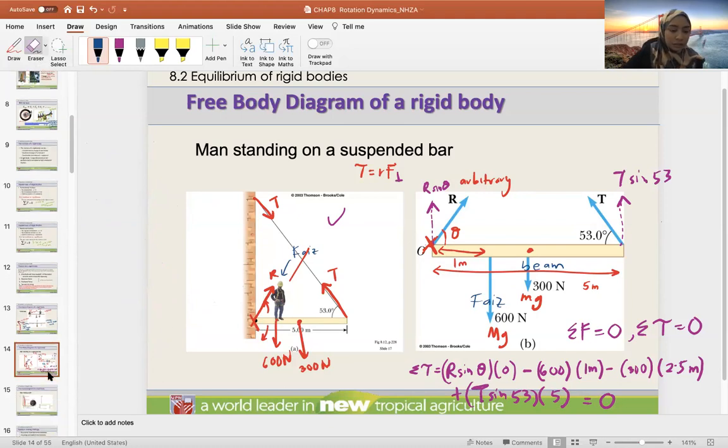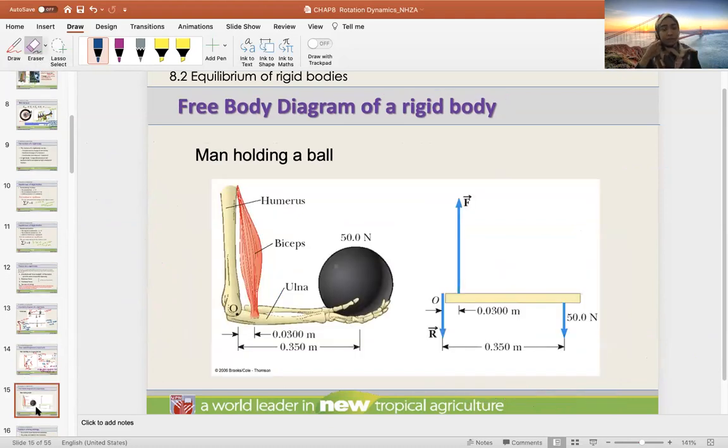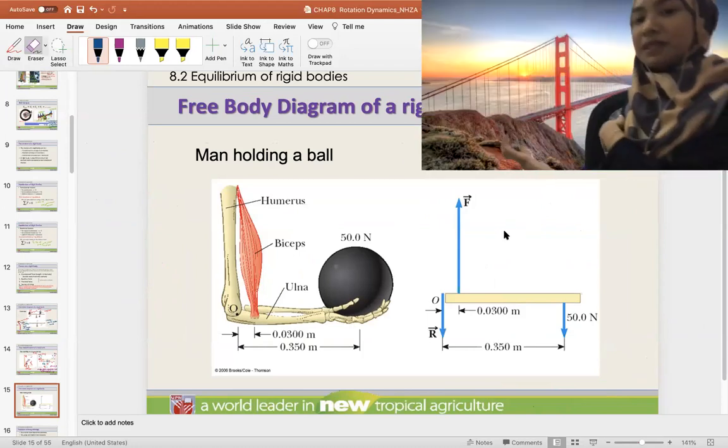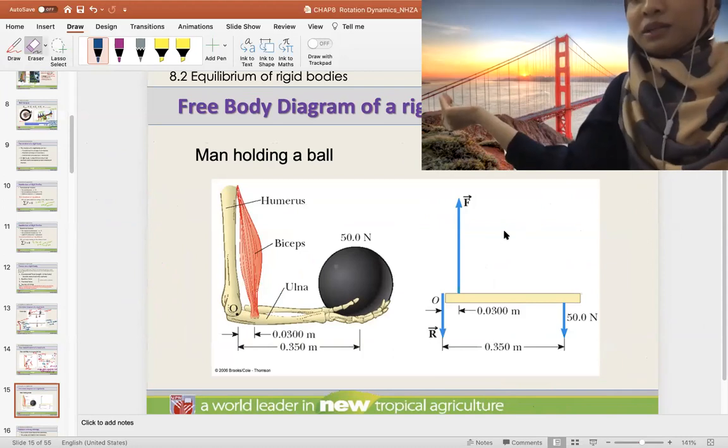Right, so next one. Okay, so this is a free body diagram of a person holding a bowling ball. So let's say I have, okay, look at my screen. Okay, so this is me. How do I make my hand like that, so difficult. Okay, so this is me.